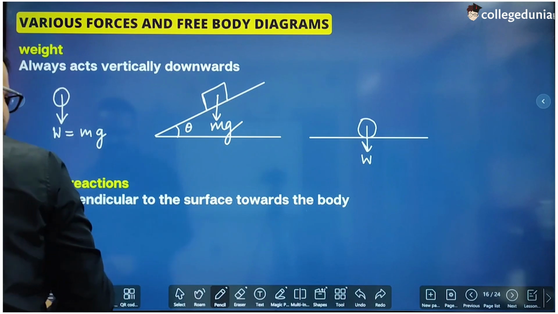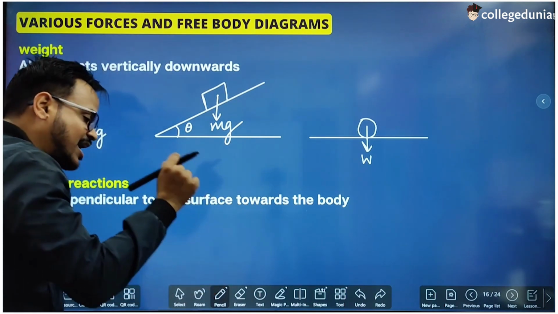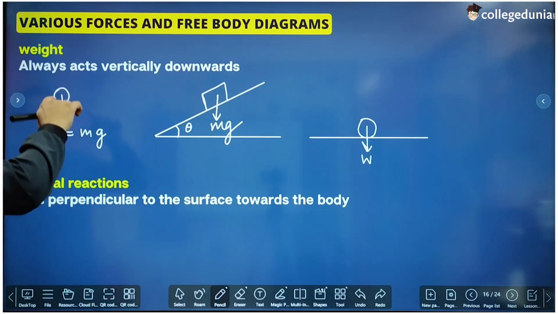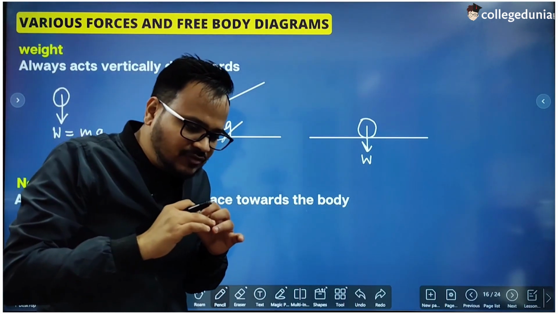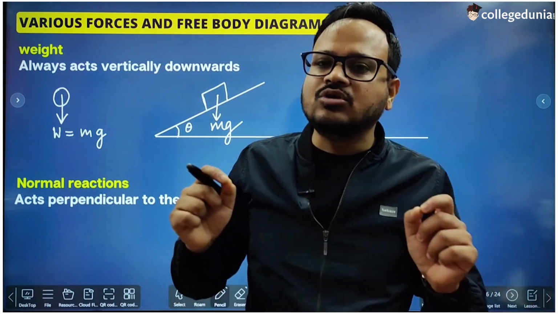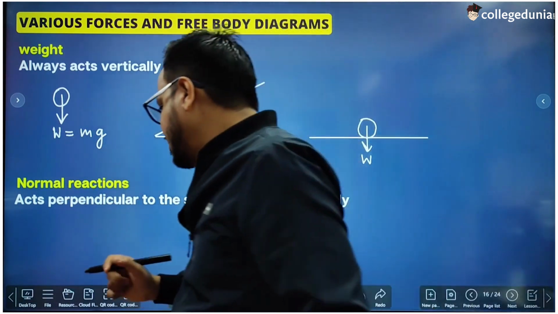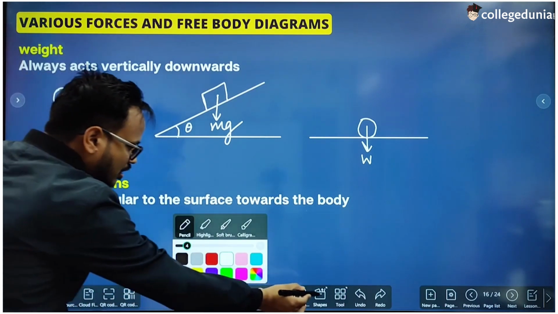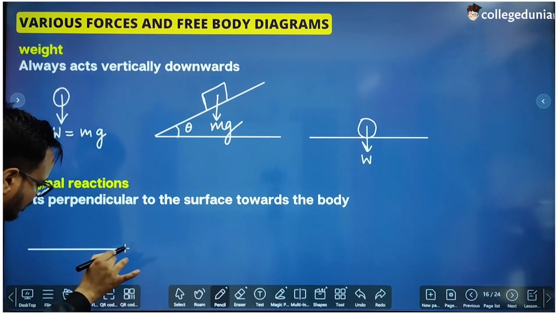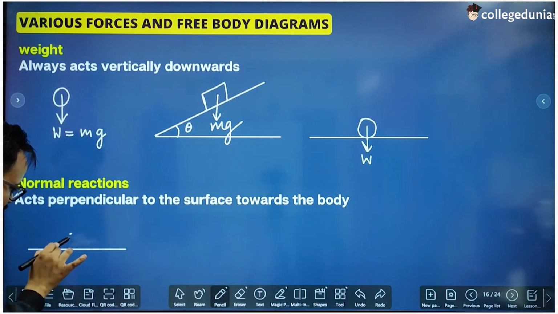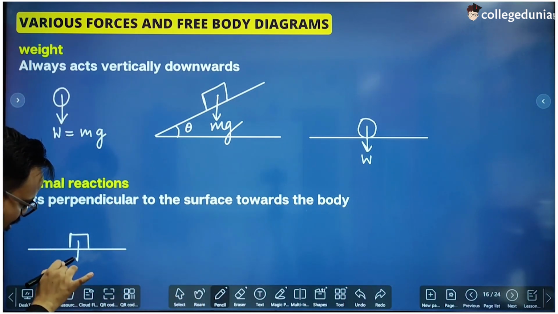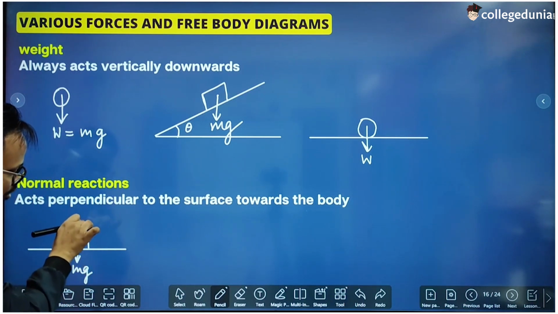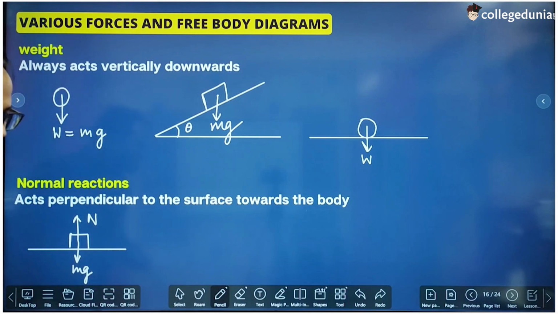So it always acts perpendicular to the surface, and it acts only when the body is in contact with the surface. If the body is falling or it is in air and it is not in contact with any surface, then there is no use of normal reaction in those questions. But if the body is kept in contact with the surface, for example, on a horizontal surface, weight of the body is acting downwards, so the normal reaction will act upwards, right?